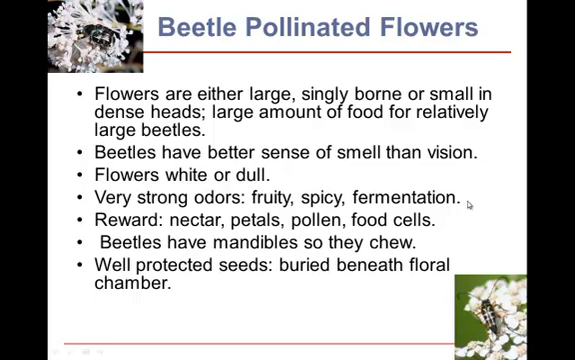And sometimes in the case of beetle-pollinated flowers, the ovary that contains the ovules, because the beetles are chewing on the flowers, the ovary will be located very far down in the flower. We'll call it an inferior ovary at times.